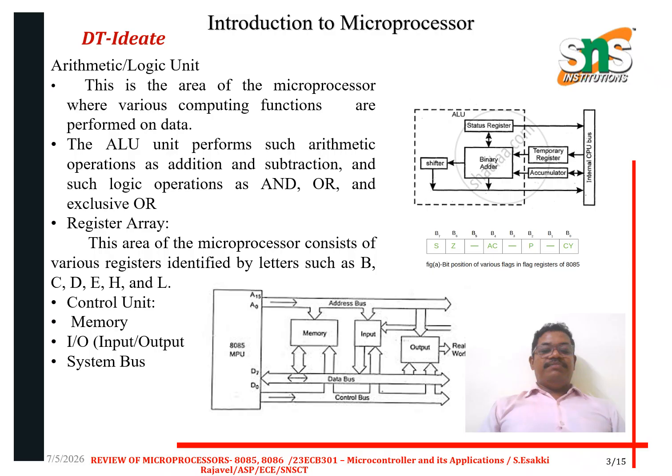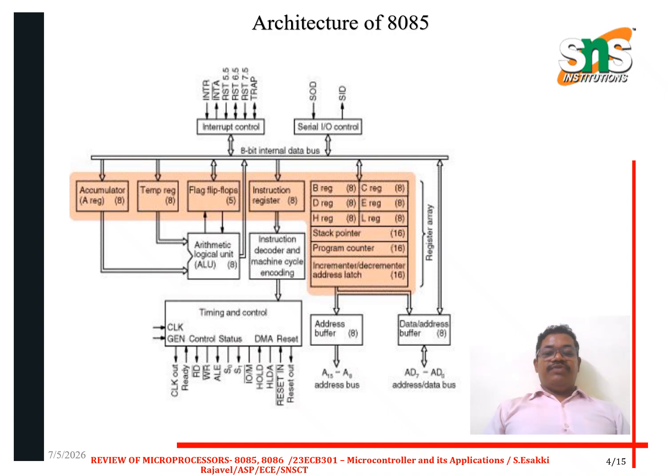The controller is the main part in the microprocessor. It can be divided into two units: one is the central processing unit and another one is the memory unit. So input output units are considered an important parameter in the microprocessor. Next, we will see the 8085 architecture.